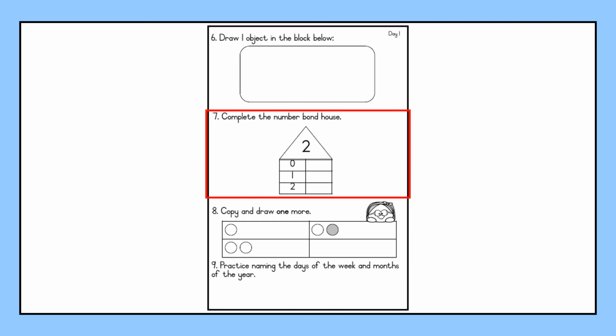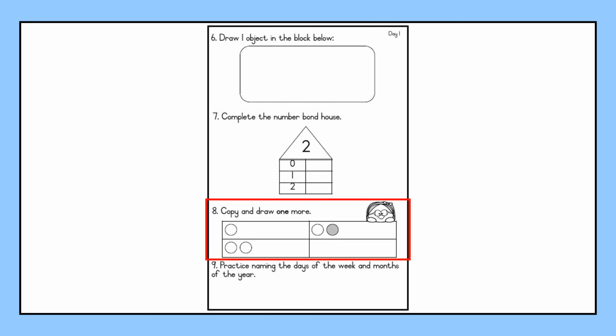Complete the number bond house. Can you still remember Mrs. Dot's house? Copy and draw one more. I already did the first one for you. Can you see that I copied the first one and then I drew one more circle? Do it with the next one.